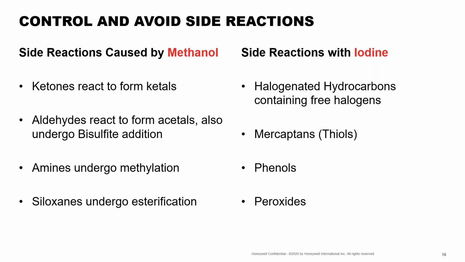In the iodine side reaction category, we want to be careful about halogenated hydrocarbons, and then any mercaptans and phenols and peroxides as well. Again, anything that's going to be interacting with something that's critical for our Karl Fischer reaction might be at the end of the day impacting the selective reaction with water, giving you not a true reading when you're getting your final result.